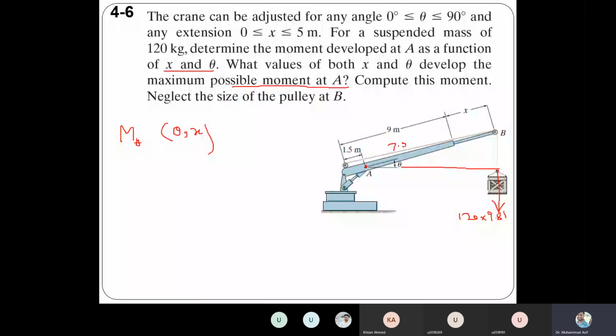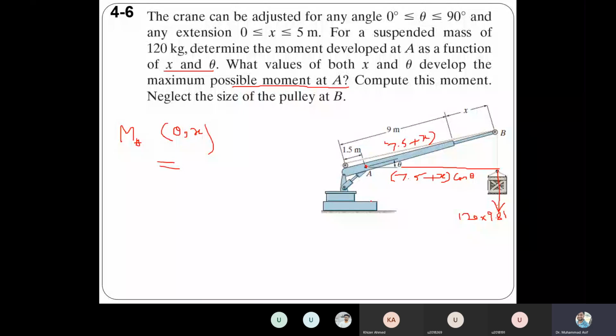So 7.5 plus x will be the length from point A up to point B. But we need a perpendicular distance from this one, so that will be 7.5 plus x times cos theta. Yes, that's true. Then you have to multiply that moment arm with that force. That will be the moment in terms of x and theta.